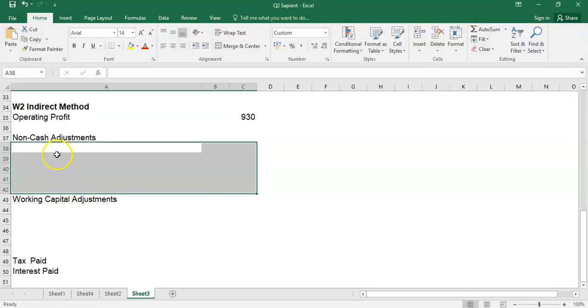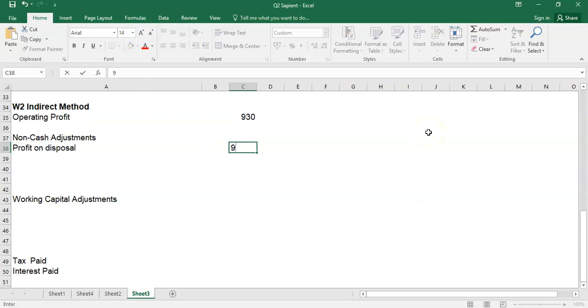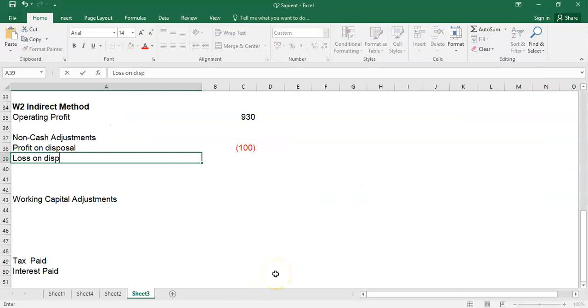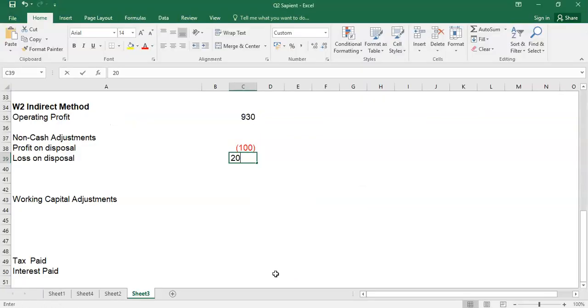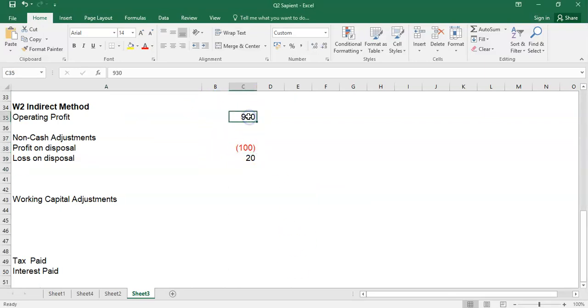But a profit on sale here, profit on disposal needs to be removed. So what you do there is you minus 100. And the loss on disposal, you're going to plus 20. So think of the logic there now: this profit is in the 930. This loss is reducing the 930. You're saying they are non-cash, so you want to remove those, so you're working back towards a cash flow figure. So you always add back non-cash expenses, you remove non-cash income.